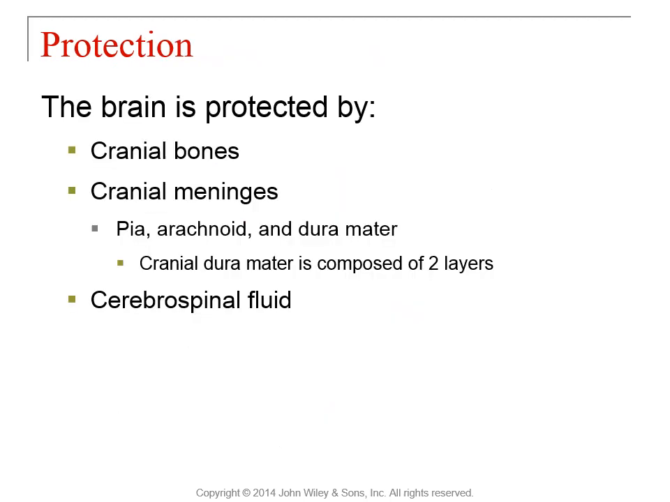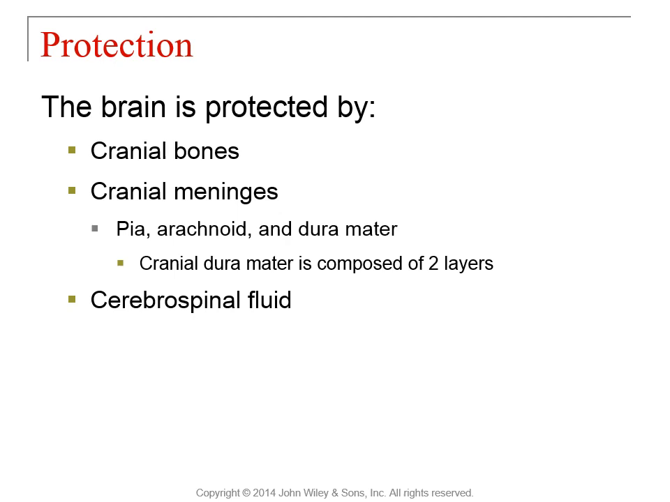So the brain will be protected by a couple different structures here. First, you find the cranial bones, that form the cranial vault, which you should be very familiar with when we looked at the axial skeleton. Plus, you're going to have the cranial meninges, which are going to be continuous with the spinal cord meninges. You have a pia, an arachnoid, and a dura mater.